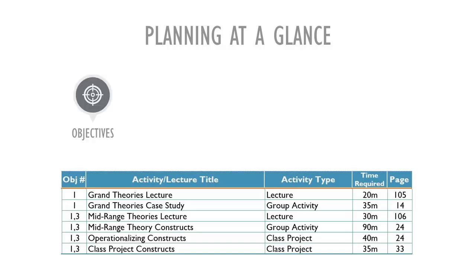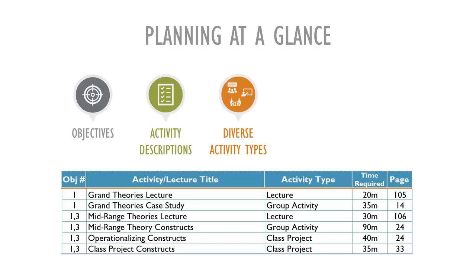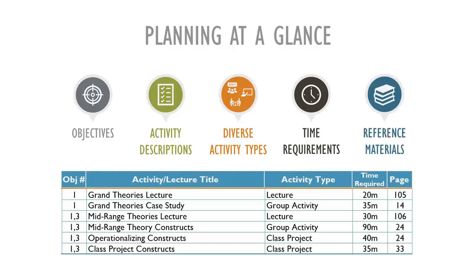The manual features a planning at a glance table, which will allow the user to easily see the objectives of the manual, each individual module, and each activity, a description of the activity, what kind of activity it is, such as lecture, a group activity, a class project, and more, how much time each lecture or practice activity will require, and the reference materials.